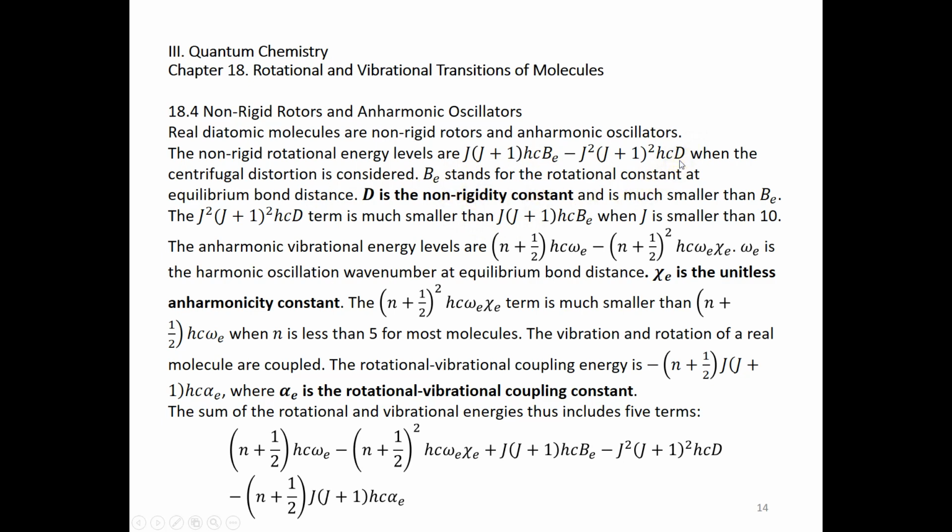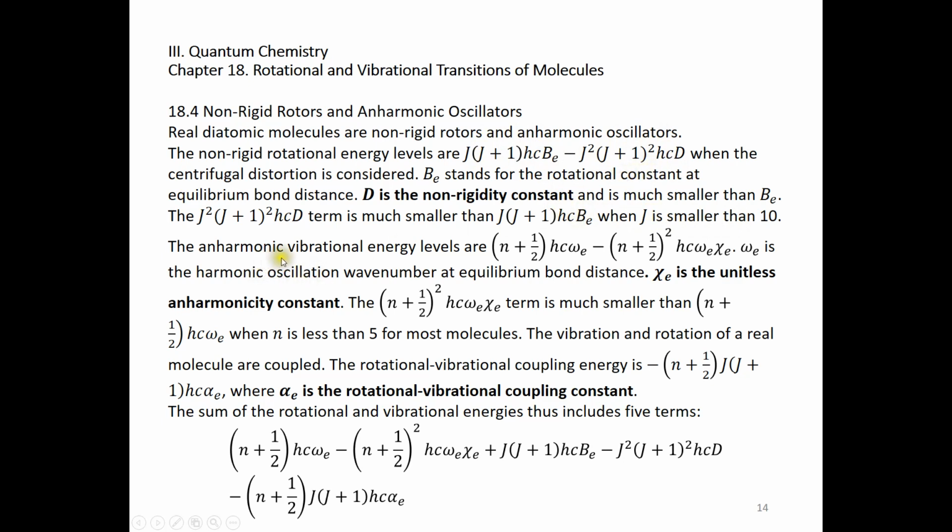The value of D is much smaller than B_e. Therefore, this term, J squared times (J plus 1) squared times hcD, is usually much smaller than J times (J plus 1) times hcB_e, unless J is very large. So usually when J is smaller than 10, the first term is much larger than the second term.